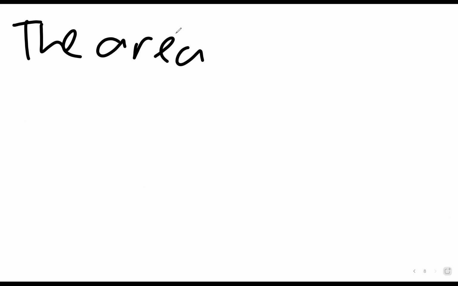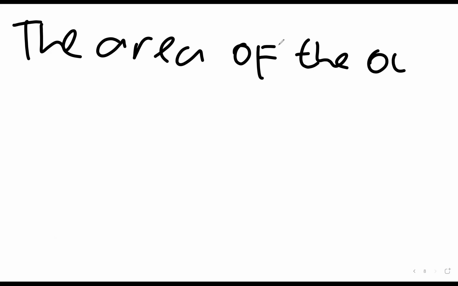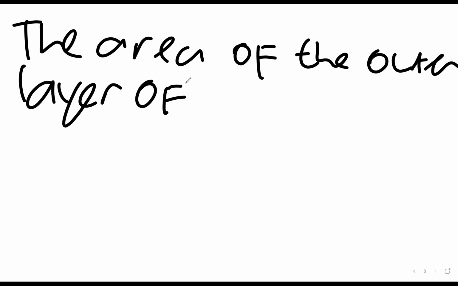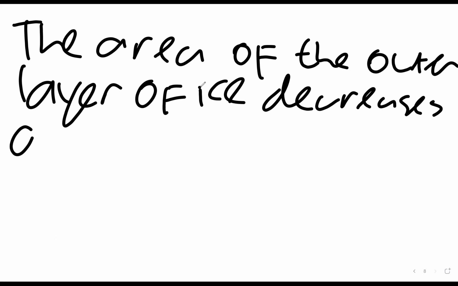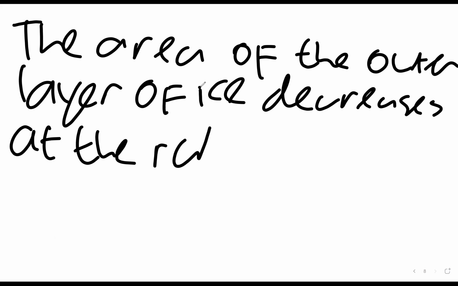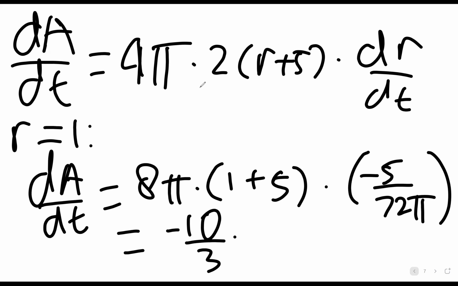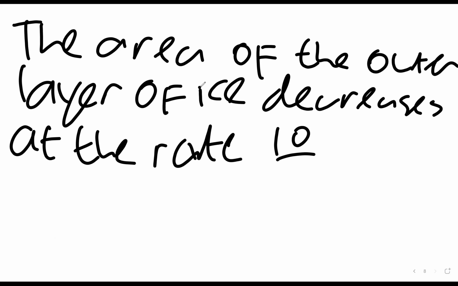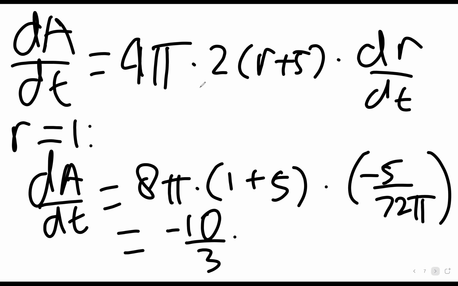The area of the outer layer of ice decreases at the rate of 10/3. Do not forget the notation, centimeters squared per minute.